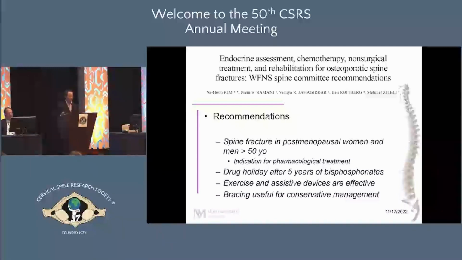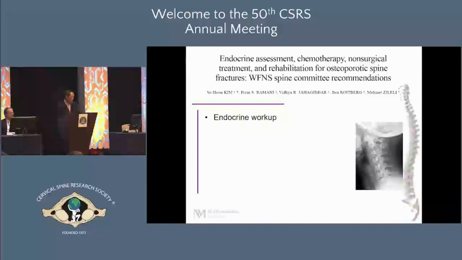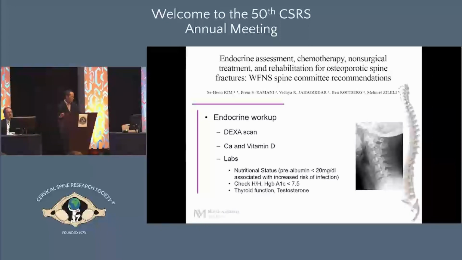We've already heard how damaging a brace can be for an elderly patient, and so we need to use this judiciously. The endocrine workup, as far as a spine surgeon should know, includes a DEXA scan, calcium and vitamin D levels, additional labs looking at other endocrine abnormalities, including prealbumin, hemoglobin A1C, thyroid function, and testosterone tests, and finally, smoking cessation with a nicotine test when applicable.